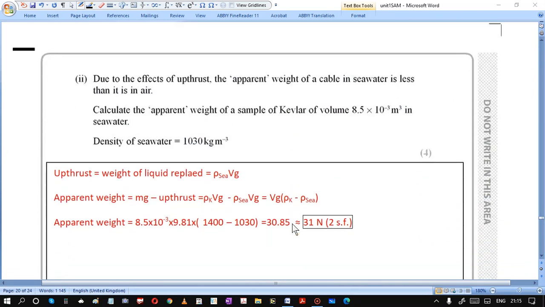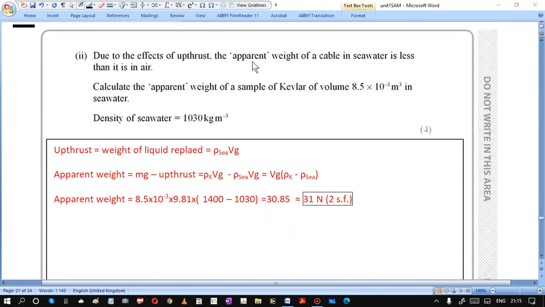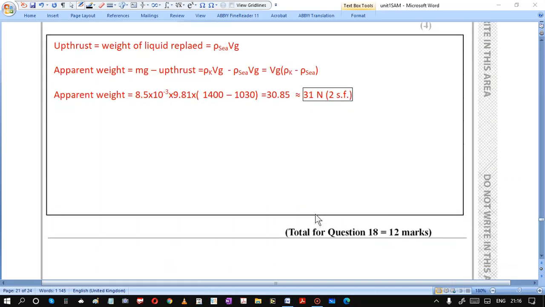Due to the effect of upthrust, the apparent weight of a cable in seawater is less than in air. Calculate the apparent weight of a sample of Kevlar of volume in seawater. So upthrust equals weight of liquid replaced. So it is rho Vg, where rho is the density of seawater. Apparent weight will be mg minus upthrust. We substitute values and we get 31 Newton.